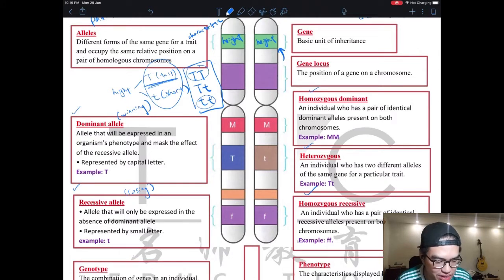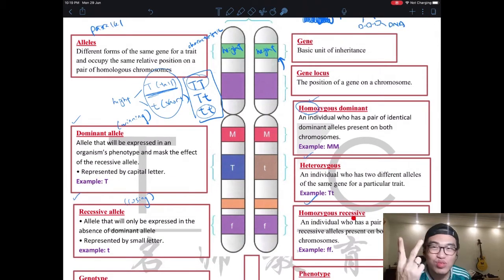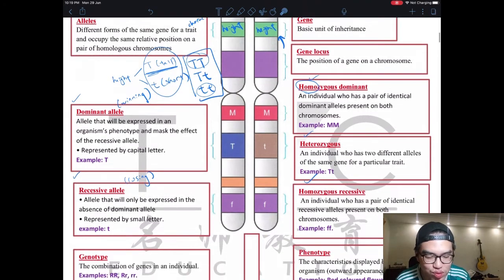As the name says, homozygous. What does homo mean? Homo means same. Homogeneous, homosexual, same-sex marriage. So homo is the same. So you have two types here. Homozygous dominant, which is the winning one, two big T's. And then you have homozygous recessive, which is the two losing guys, two small t's here.